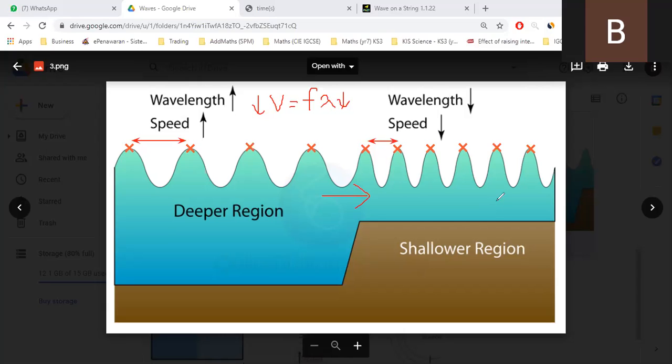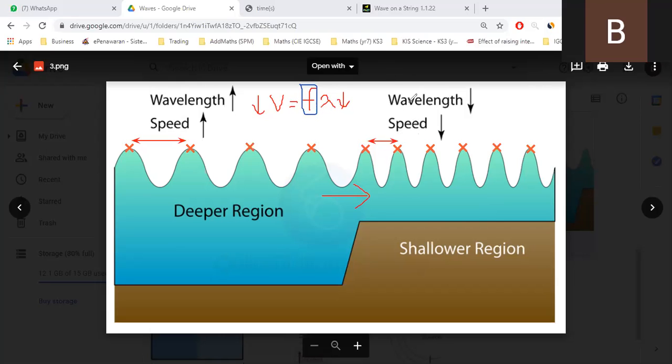Now, how about the frequency? The frequency will be the same. The frequency does not change, because the frequency depends on the source, who is creating the wave, right? All these waves are from the same source. We don't care what the source is, but it's from the same source. So the frequency of these waves is all the same. So only two things will change: the speed and the wavelength.